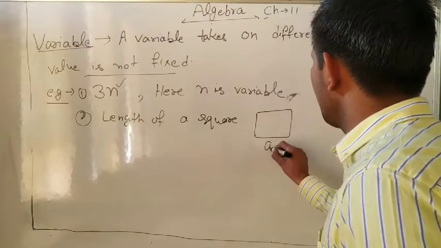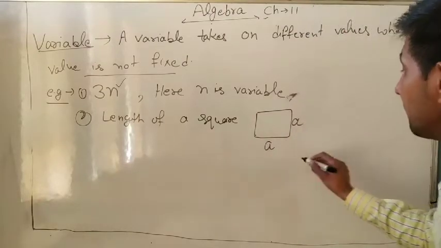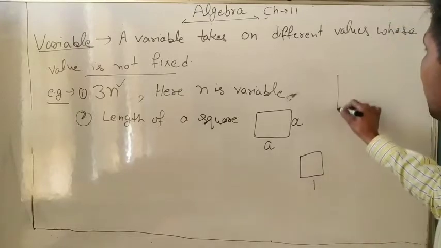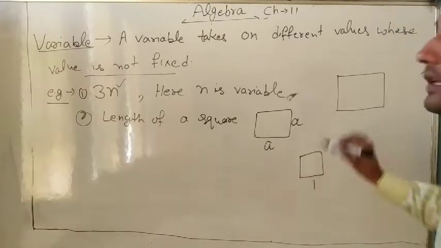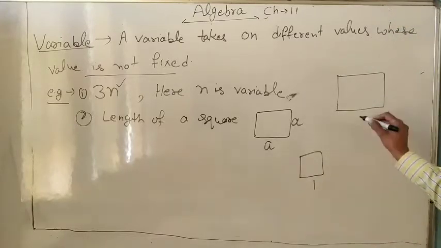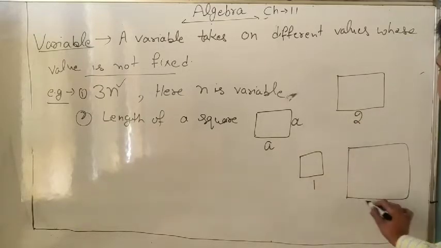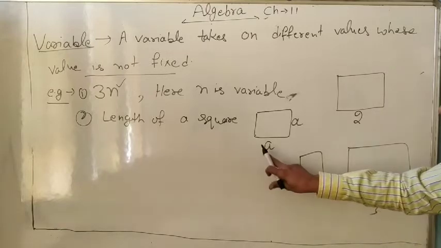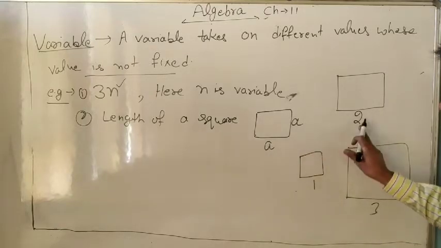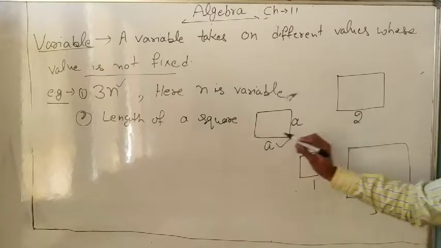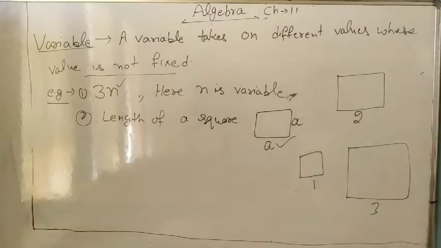Side is a. What is a? Maybe if it is a smaller square, its side is 1. If we take a greater square, its side is 2. If we take a more greater square, its side is 3. So sometimes a is 1, sometimes a is 2, sometimes a is 3. So the value of a is not fixed. So a is also variable. Understand it? It is very simple, dear.